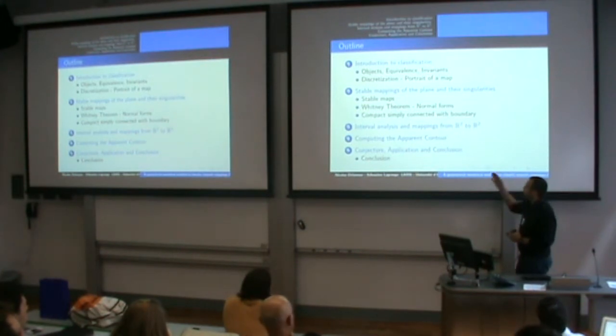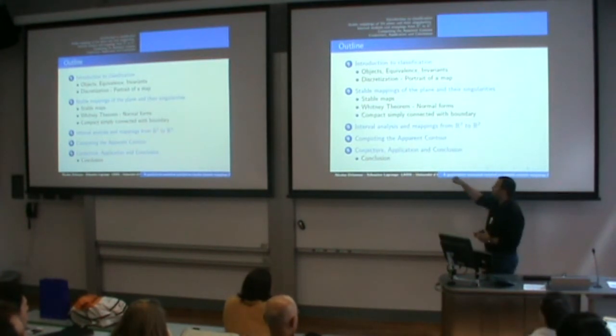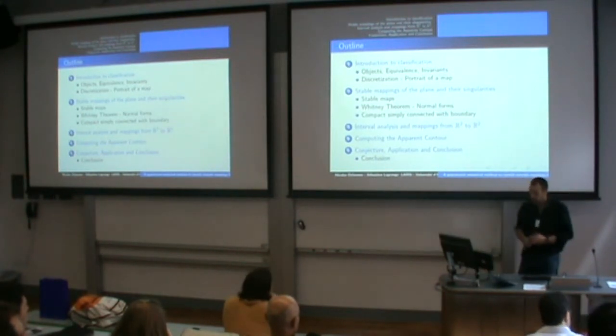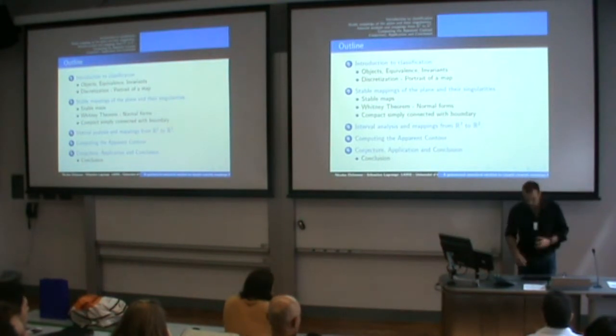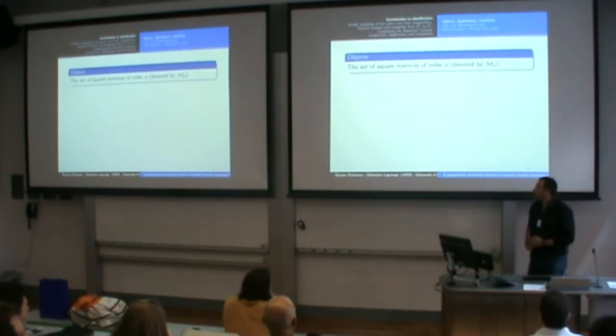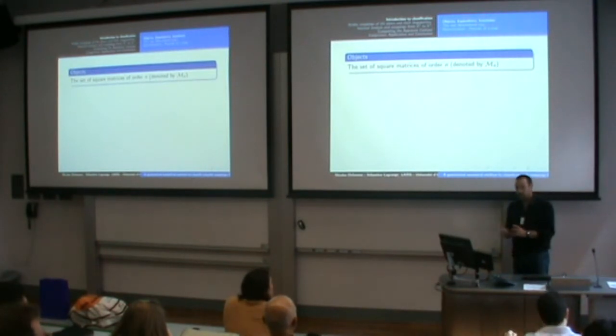So with a given mapping from the plane to the plane, we are going to compute what we call the apparent contour of this map. And I'm going to finish with conjecture, prediction, and conclusion. So, general framework about classification. This is just an example.